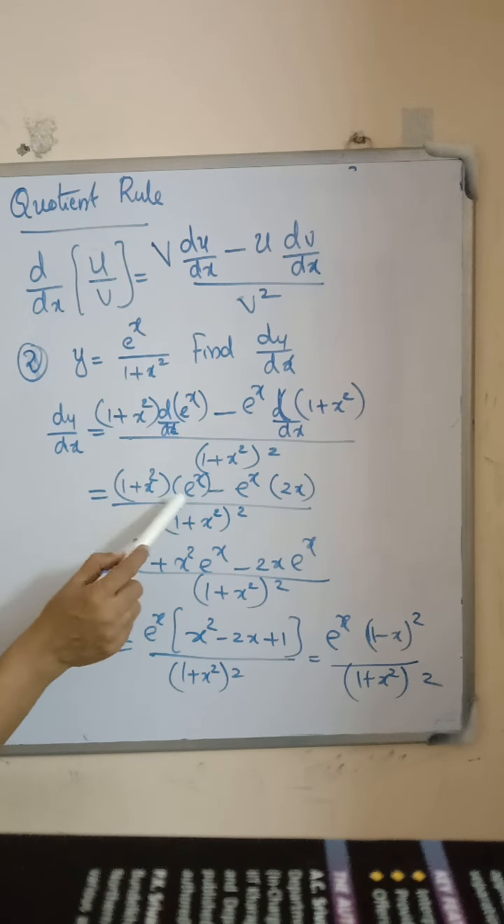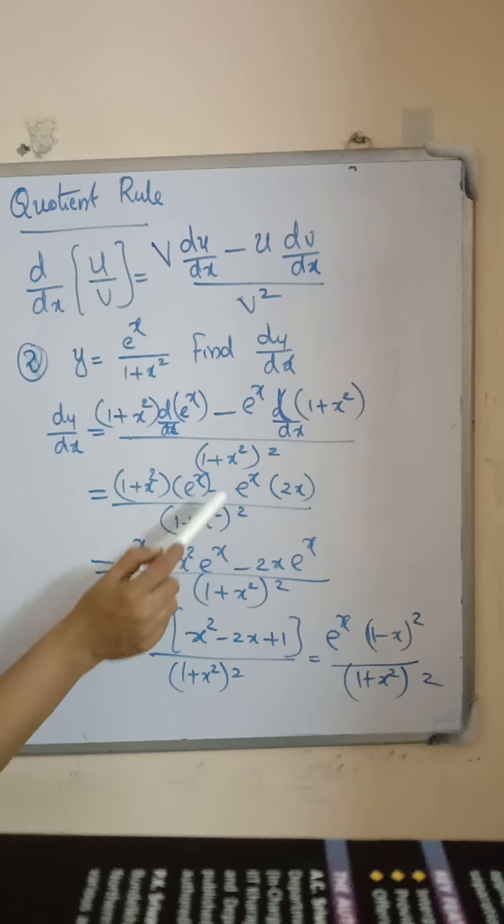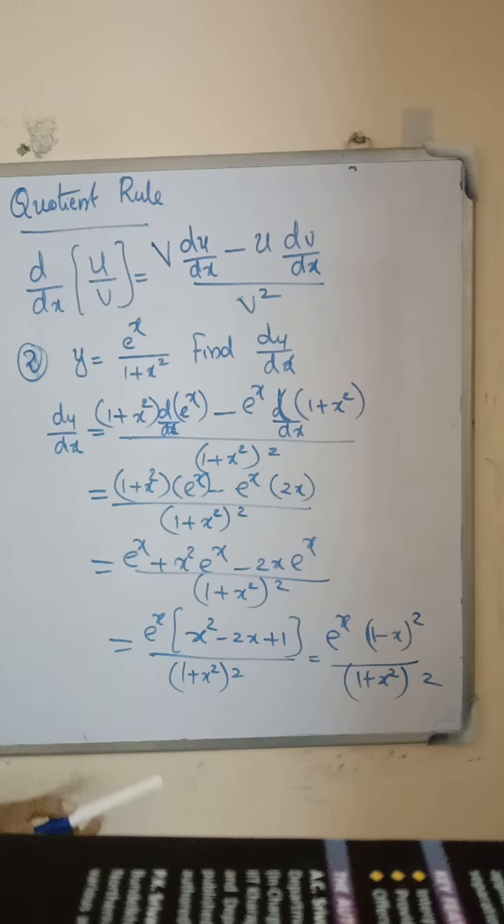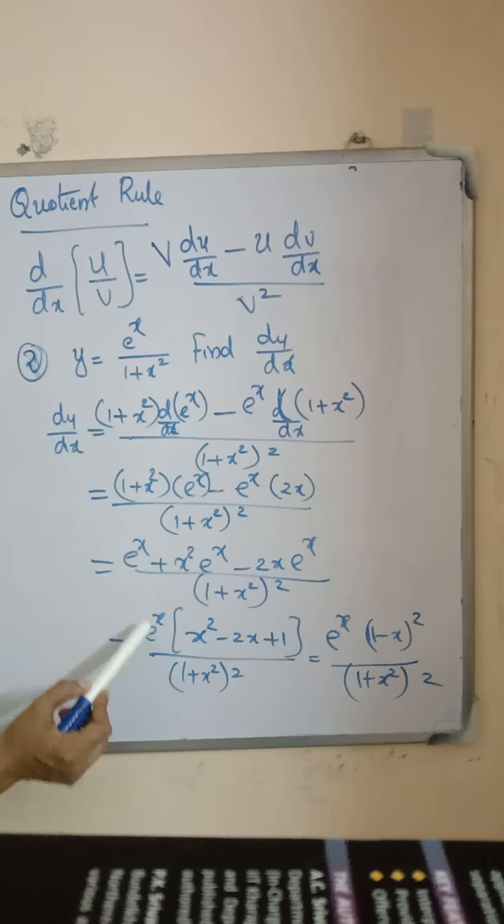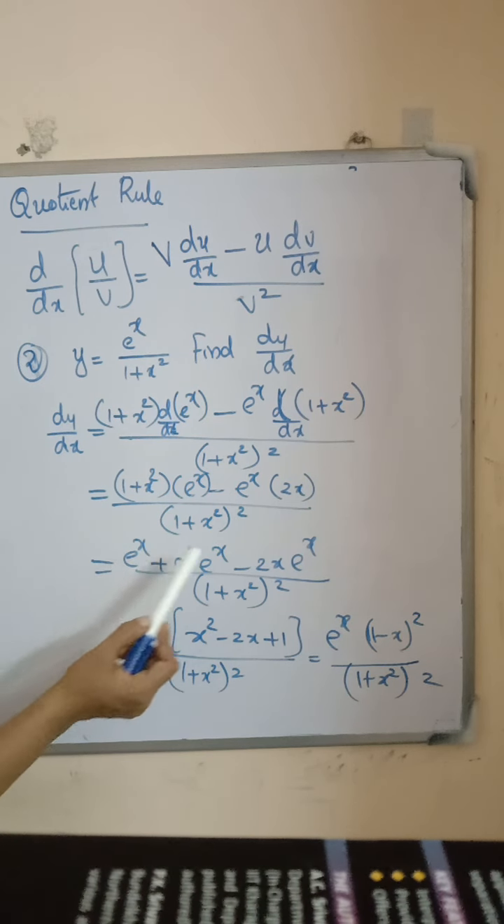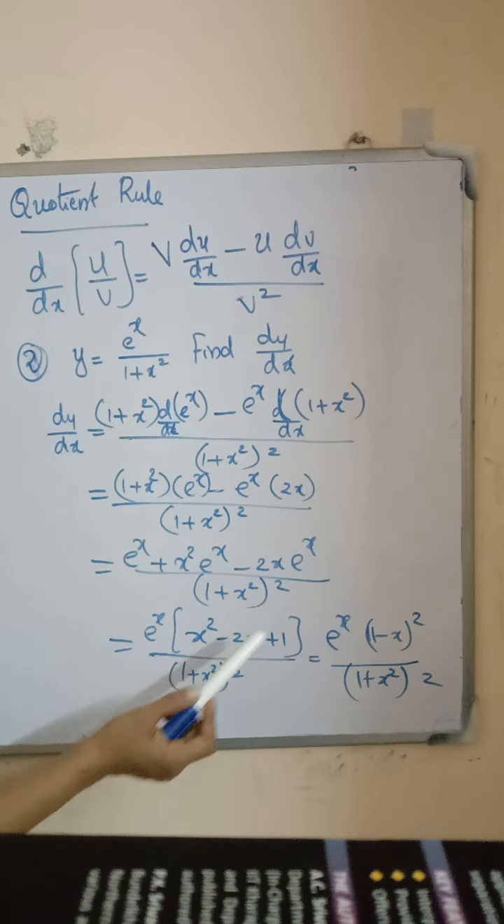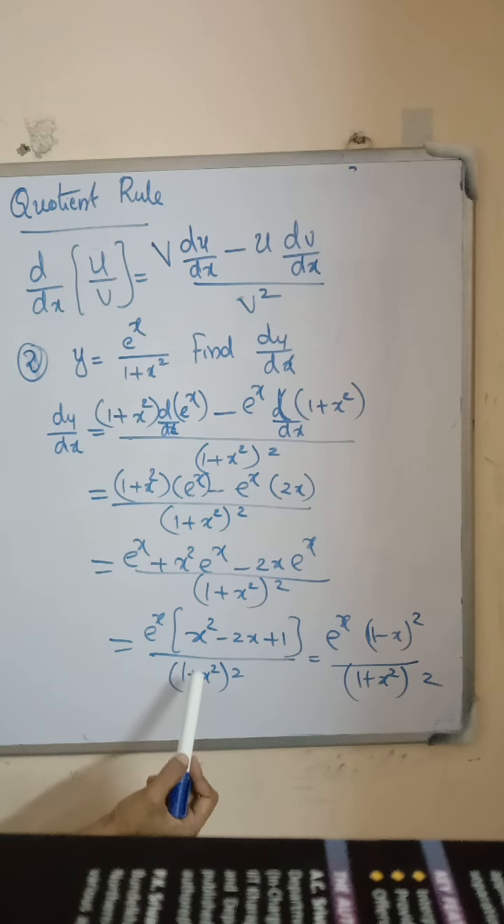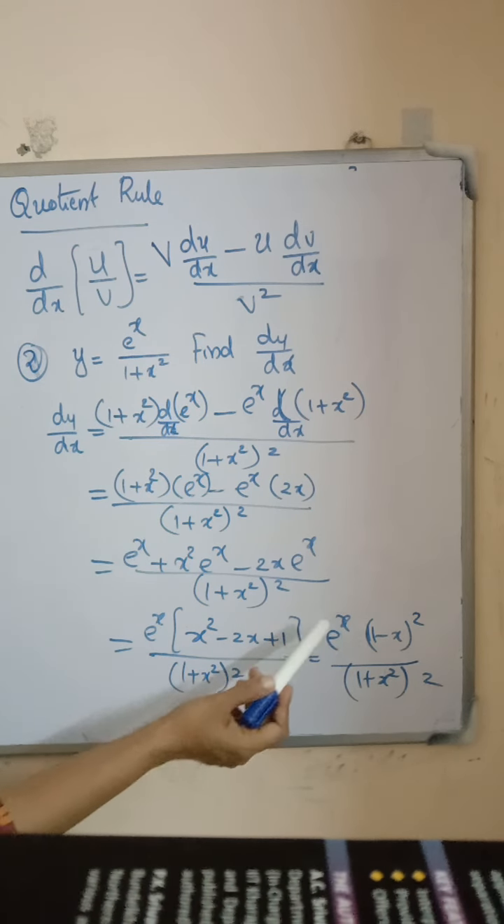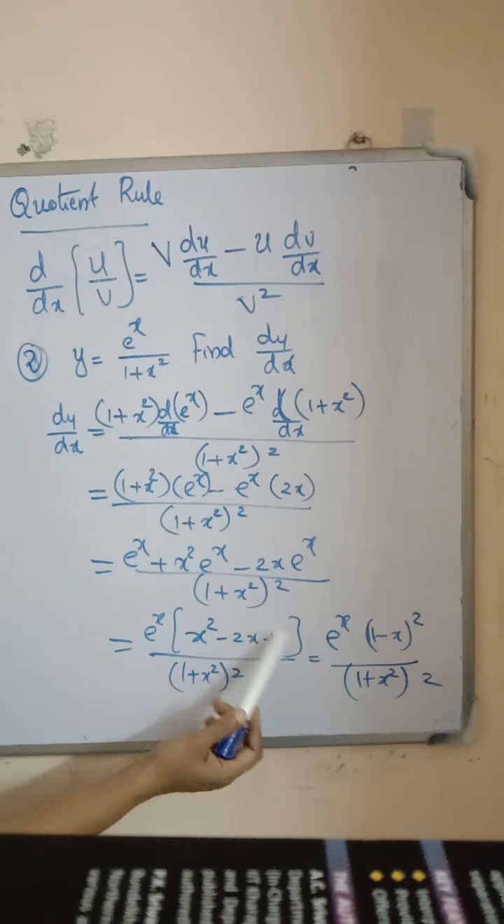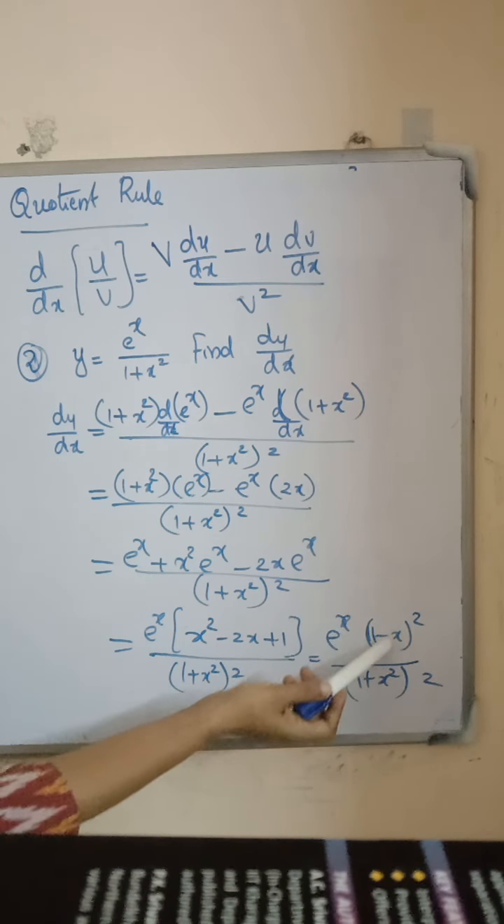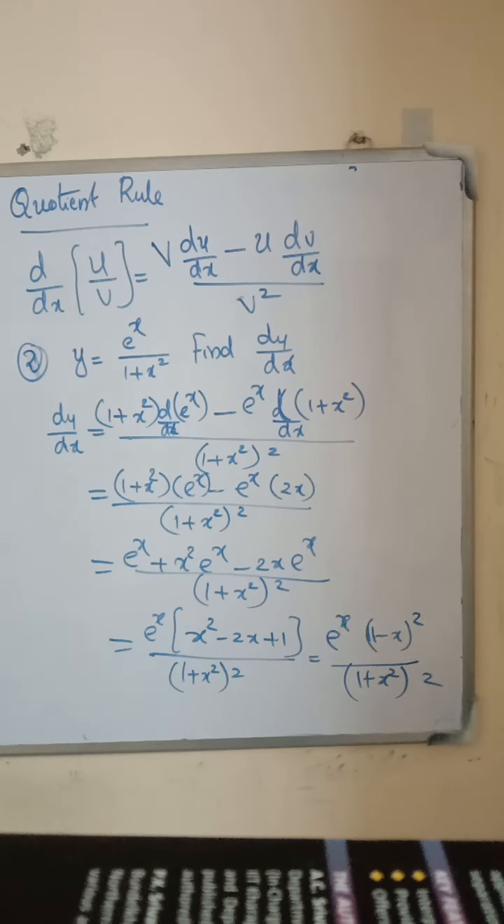Multiplying, e raised to x plus x square e raised to x minus 2x e raised to x. Taking e raised to x outside, e raised to x into (x square minus 2x plus 1), divided by (1 plus x square) whole square. This is (1 minus x) whole square, so e raised to x into (1 minus x) whole square divided by (1 plus x square) whole square is the derivative of e raised to x divided by 1 plus x square.